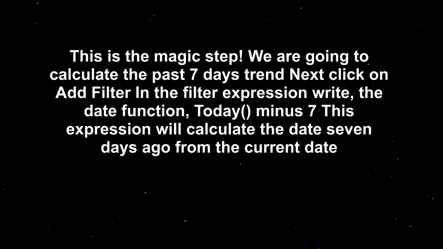This is the magic step. We are going to calculate the past 7 days trend. Next, click on Add Filter. In the filter expression, write the date function, today minus 7. This expression will calculate the date 7 days ago from the current date.